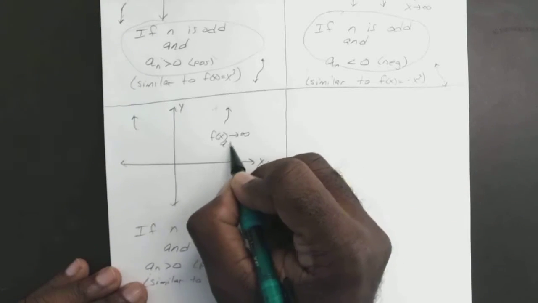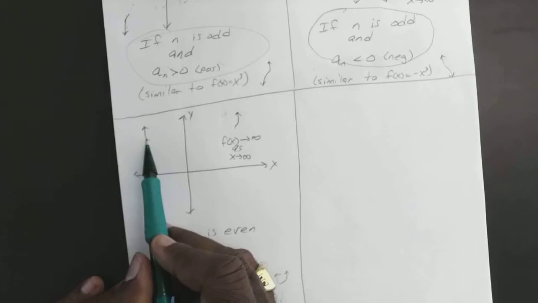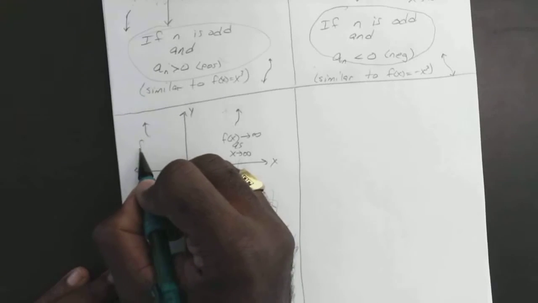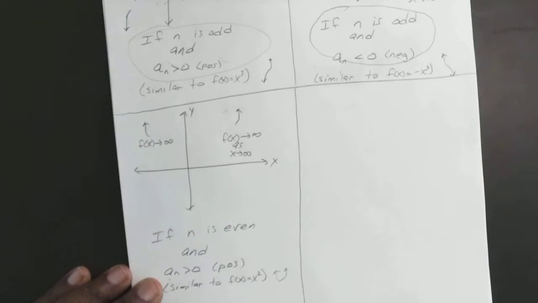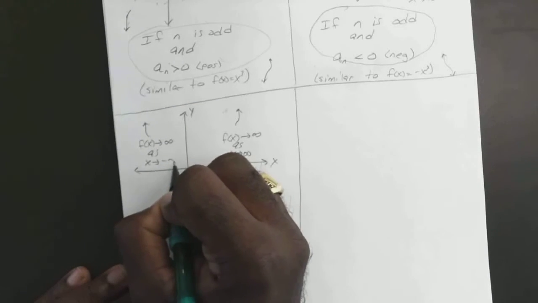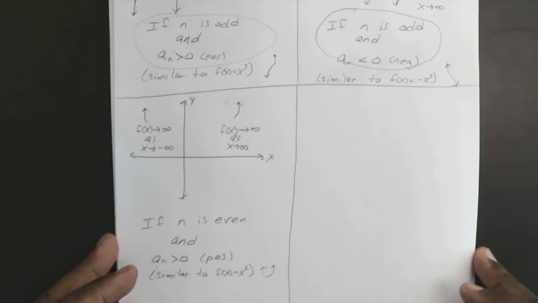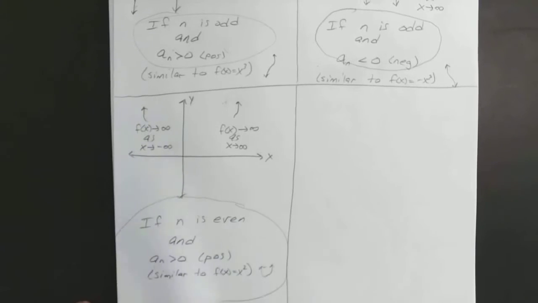So we know that f of x approaches infinity as x gets bigger. And we know it still gets bigger and bigger as x gets smaller. So f of x keeps getting bigger as x gets smaller. So either way it goes, those endpoints are going to go up.